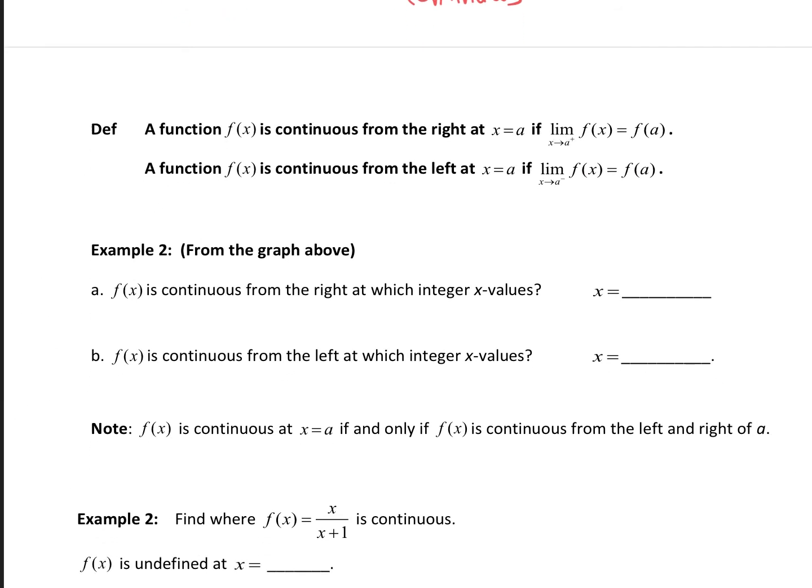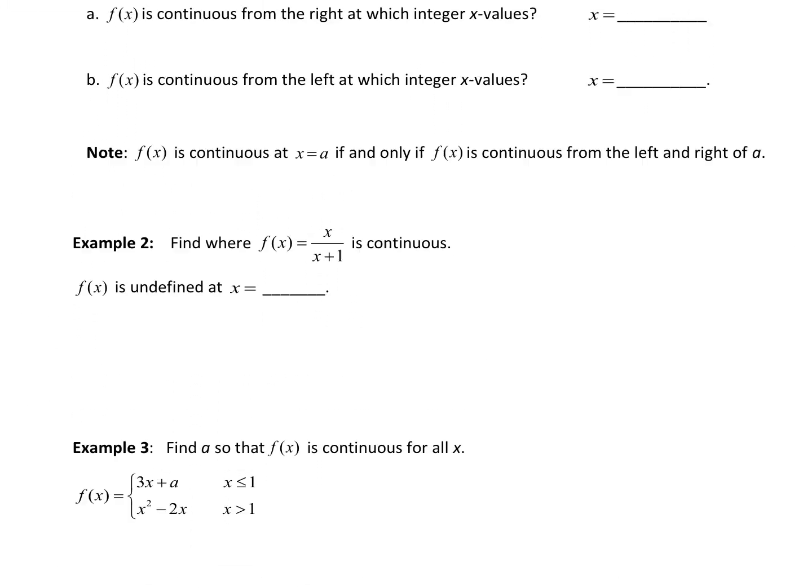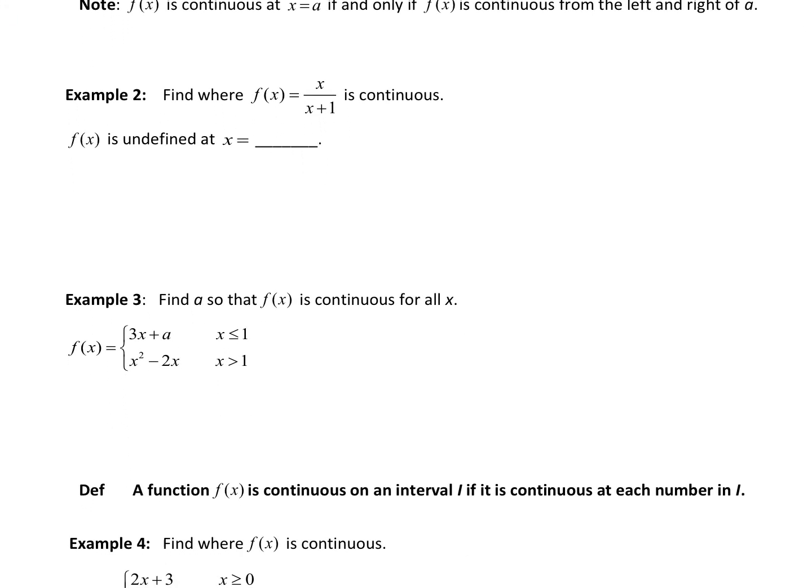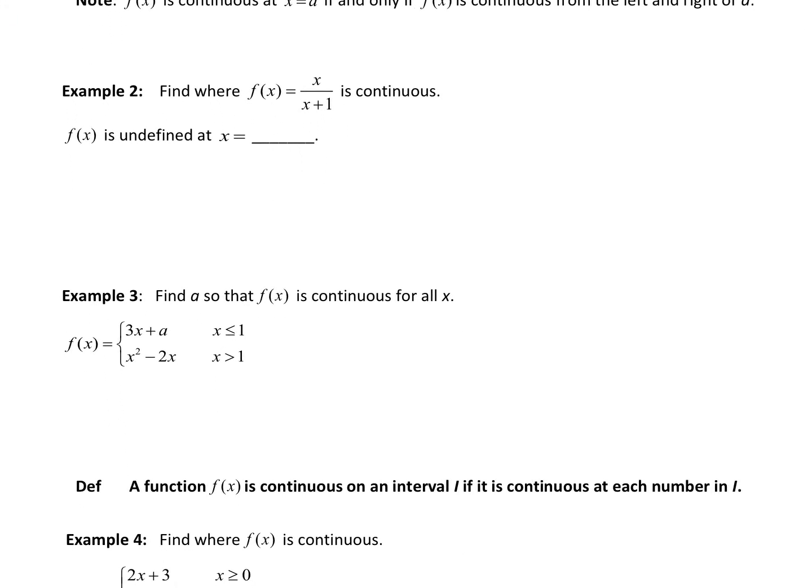All right, I'm going to skip example 2, and let's go to the second example 2, since there are 2 example 2s. The question says, find where f of x is equal to x over x plus 1 is continuous. Here, the hint is where f of x is not defined. Again, when we have a 0 denominator, right? So when is x plus 1 0? When x is equal to -1. So the only place f of x is not defined is when x is -1.